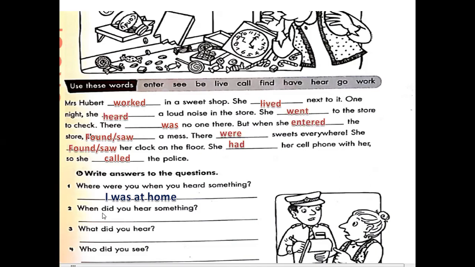with I. When did you hear something? I heard something at night. Here we changed you to I and we put d at the end of the verb because we have did in the question. And when we have did in the question, it is in past simple.